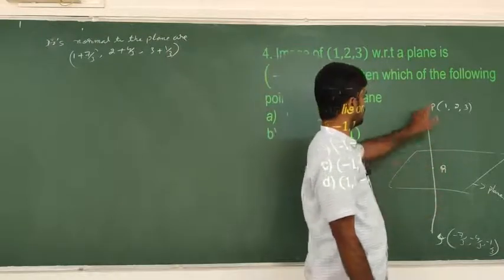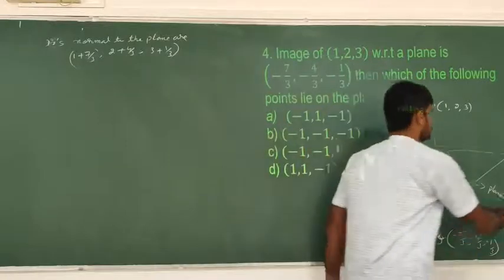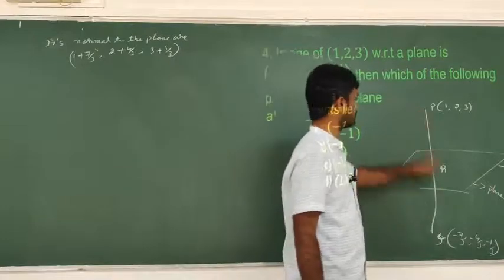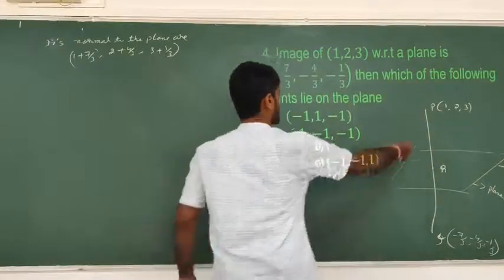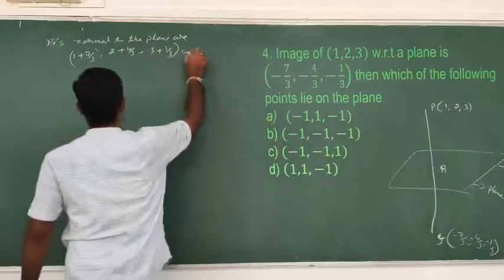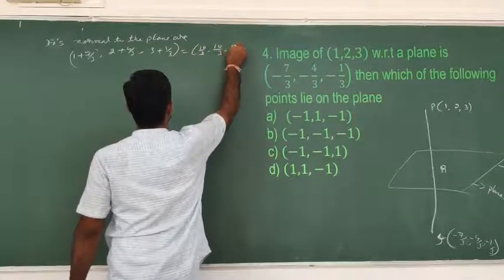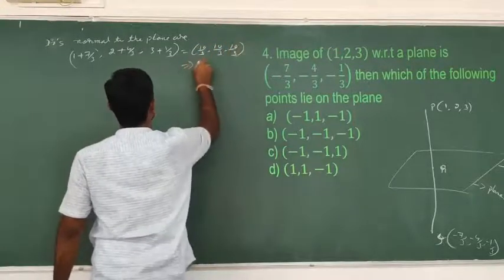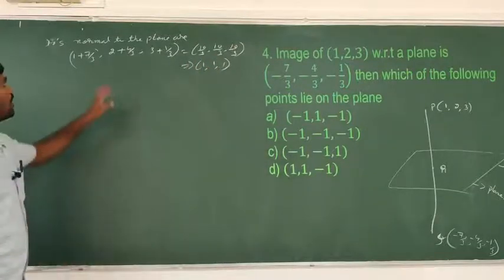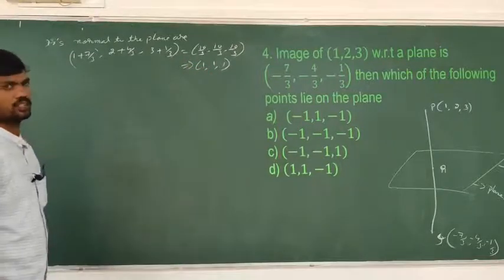So this PQ is normal to the plane P. Call this plane P. So now the direction ratios of this normal are this minus this, comma, this minus this, that is this one. So this implies that this is equal to 10 by 3, comma, 10 by 3, comma, 10 by 3. All are the same, meaning 1 comma 1 comma 1. Therefore the direction ratios normal to the plane are 1, 1, 1.